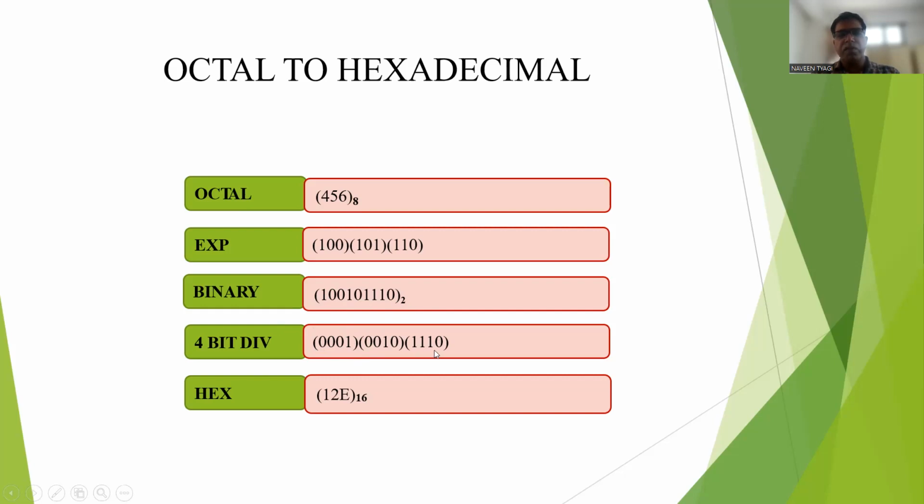Now each 4-bit group is equivalent to one hexadecimal digit. So 1110 is equal to E, 0010 is equal to 2, 0001 is equal to 1. After that, combine all these, it will form 12E, which is the hexadecimal number.